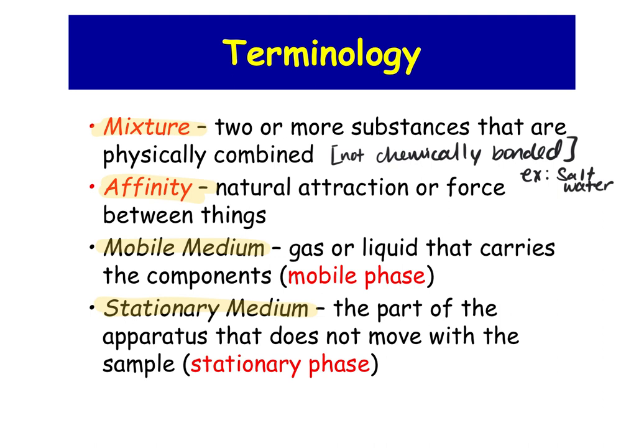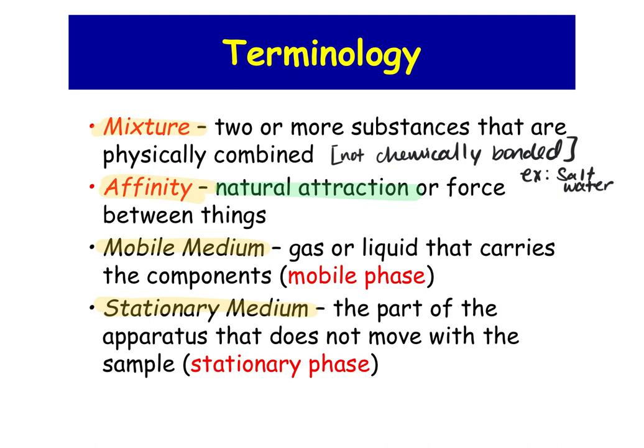Affinity then is what we call an attractive force. So it is the natural attraction or force between things. You can think of it almost like magnetism, like they're attracted to be next to each other. So we see this also in chromatography.